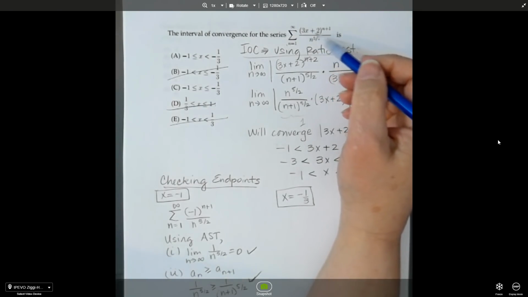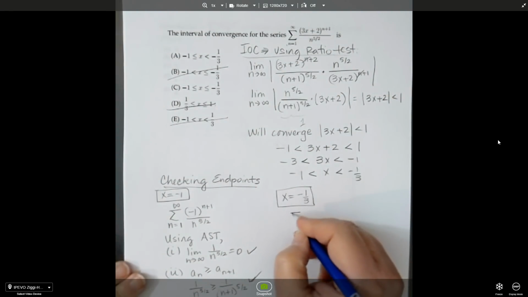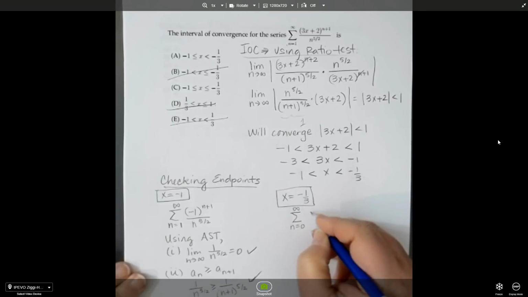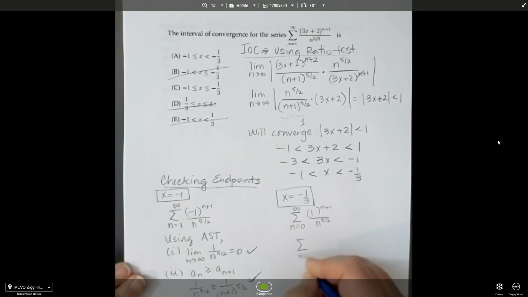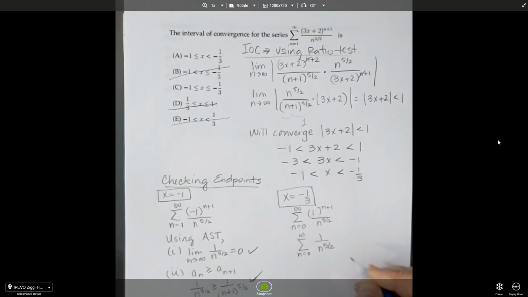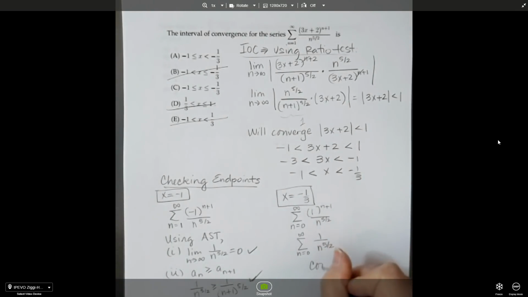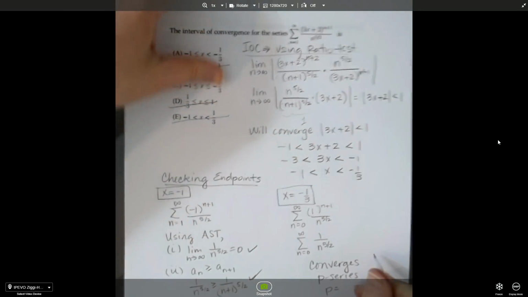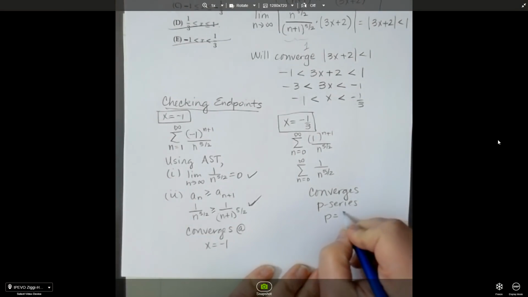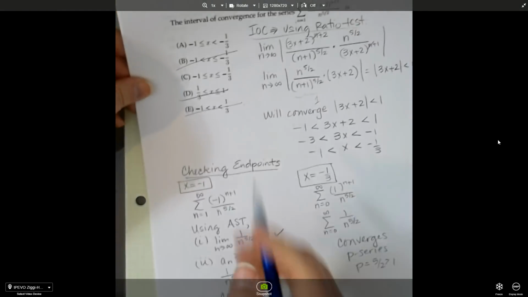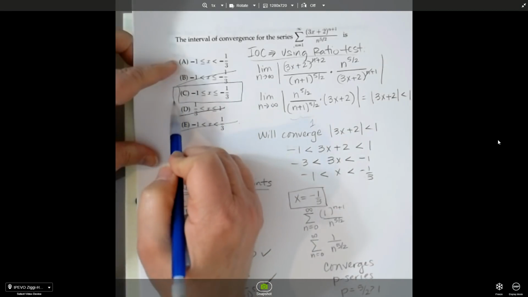What happens when I plug in -1/3 in for x up here? I get -1 plus 2 is 1. So I get the sum from n equals 0 to infinity of +1 to the n plus 1 over n to the 5 halves. Now 1 to anything is just 1. So this is n equals 0 to infinity with 1 over n to the 5 halves. And guess what, folks? This is a p series with p greater than 1. So this converges by the p series. P equals 5 halves, which is greater than 1. So the endpoints are going to have to be included. So the answer is C.